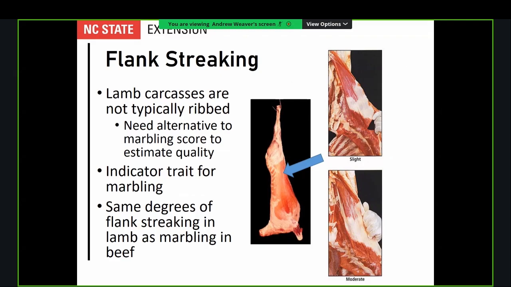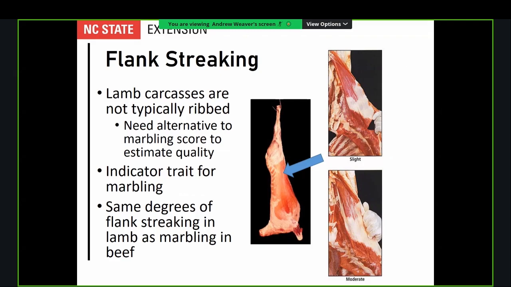We're not able to visualize that cross section of that ribeye muscle, that longissimus muscle. So instead, we need an indicator trait that would tell us, okay, this animal is depositing more fat, is likely to have more marbling that would contribute to that positive eating experience like it does for beef. In beef, in large beef plants, all carcasses are ribbed. And so we're able to evaluate intramuscular fat in each carcass. In a lamb plant, we can't do that.